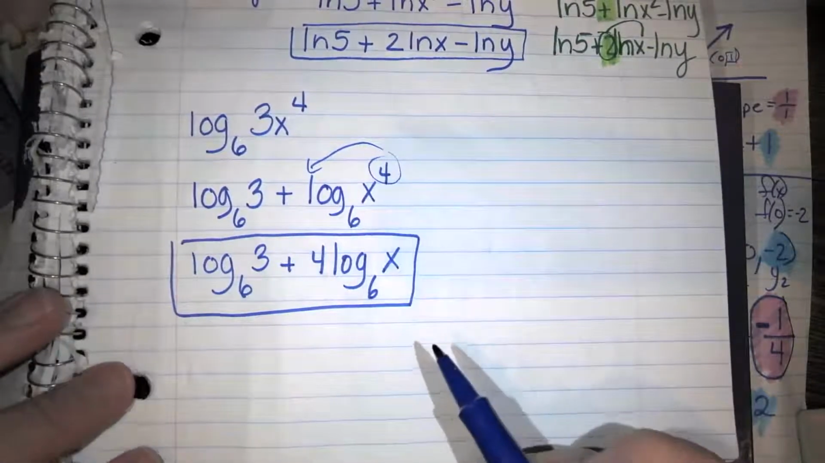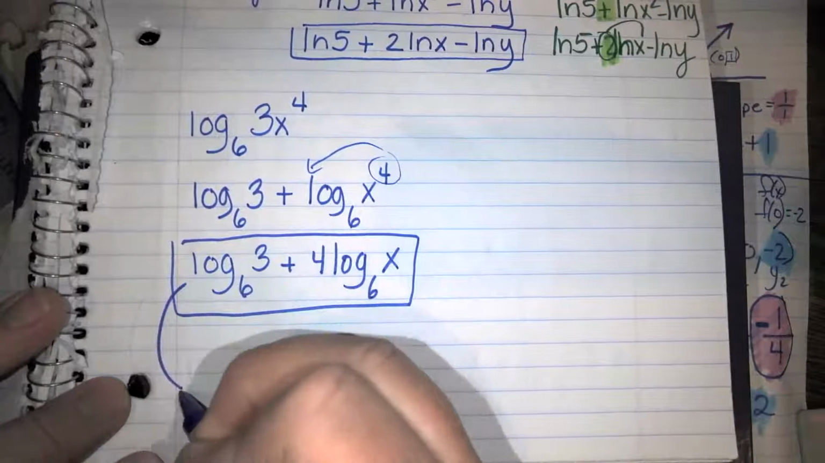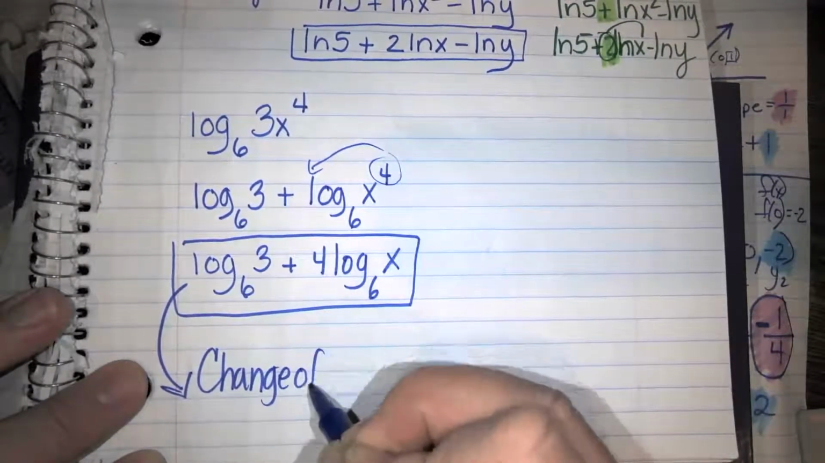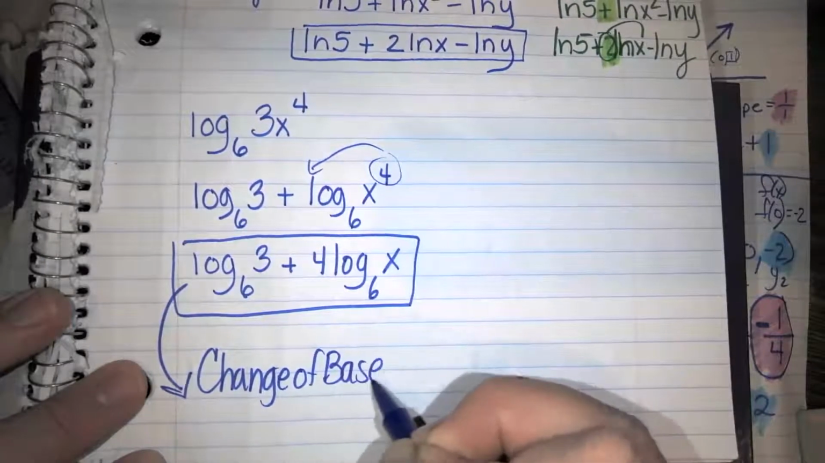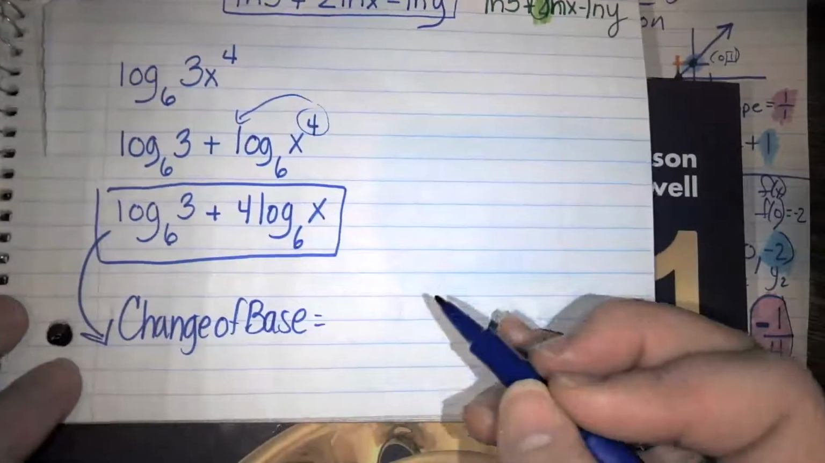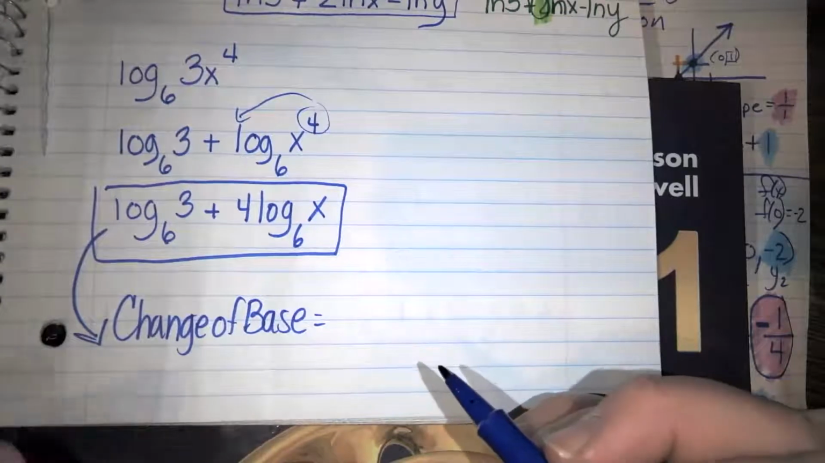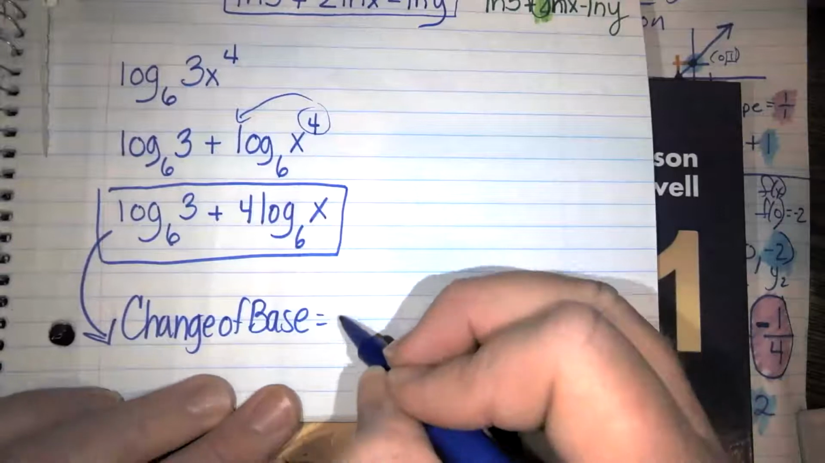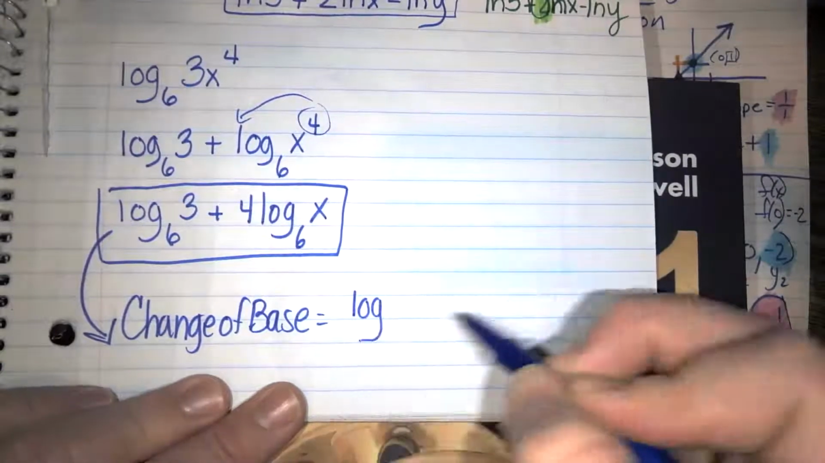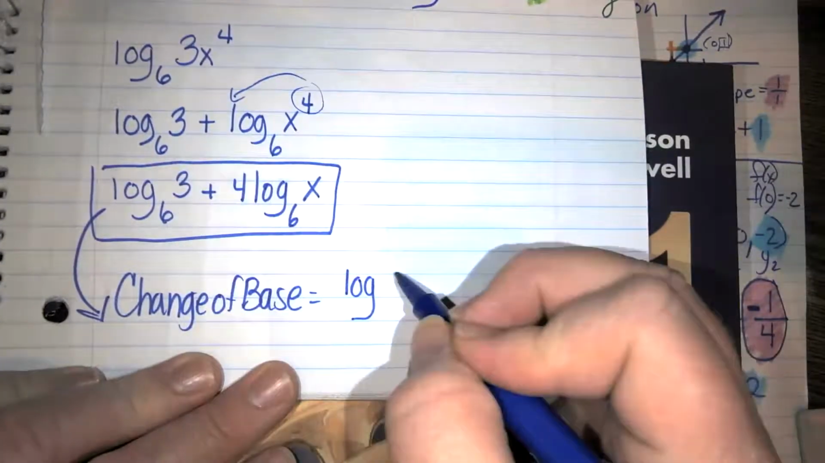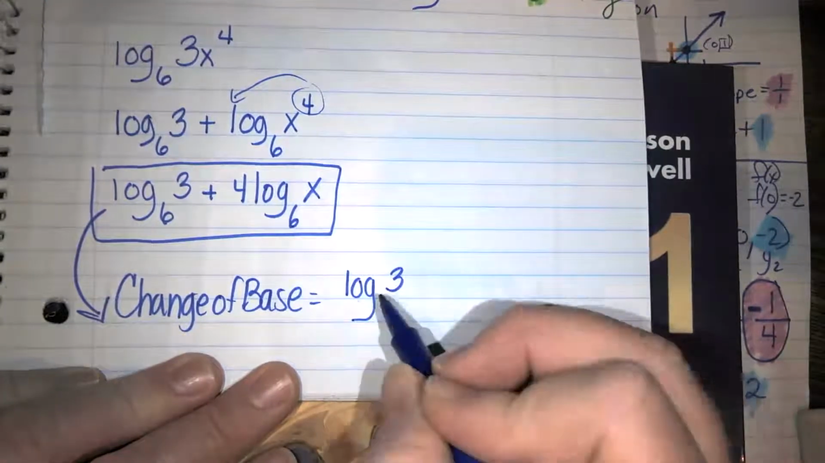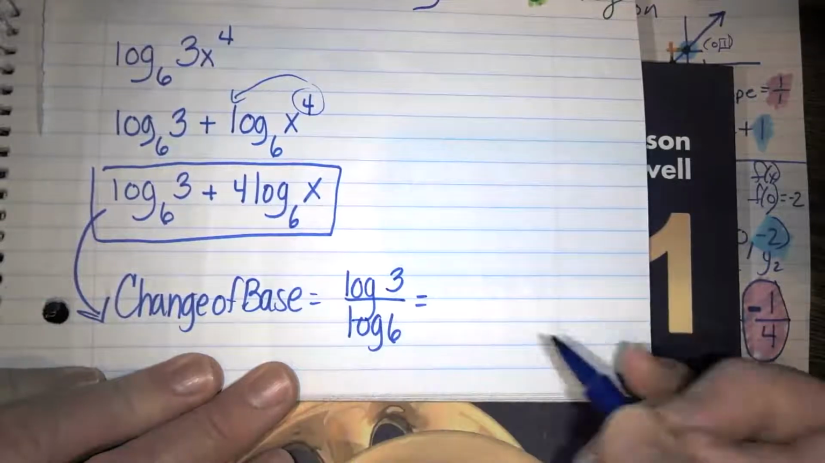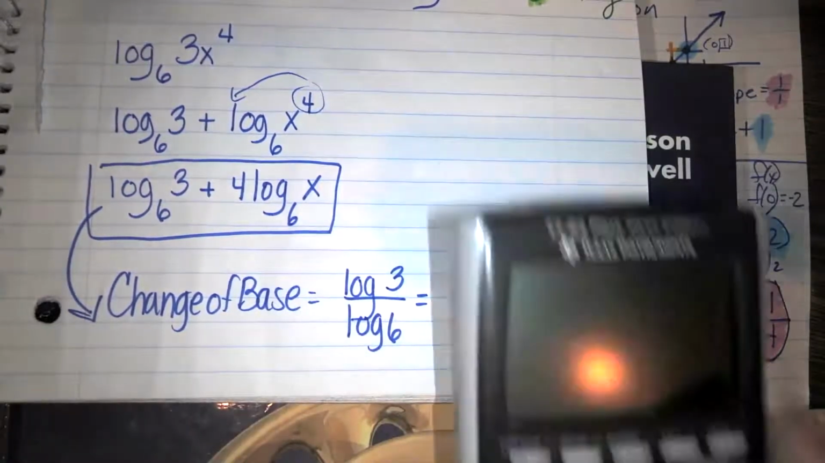I'm done, okay? I want to bring this up because the other piece to this section is the change of base. And I already had somebody bring this up to me. How can you use your log button on your calculator if it's supposed to be log base 10? Well, here's what you do. You hit the log button and you put log 3 over log 6. And friends, that is your answer, okay?